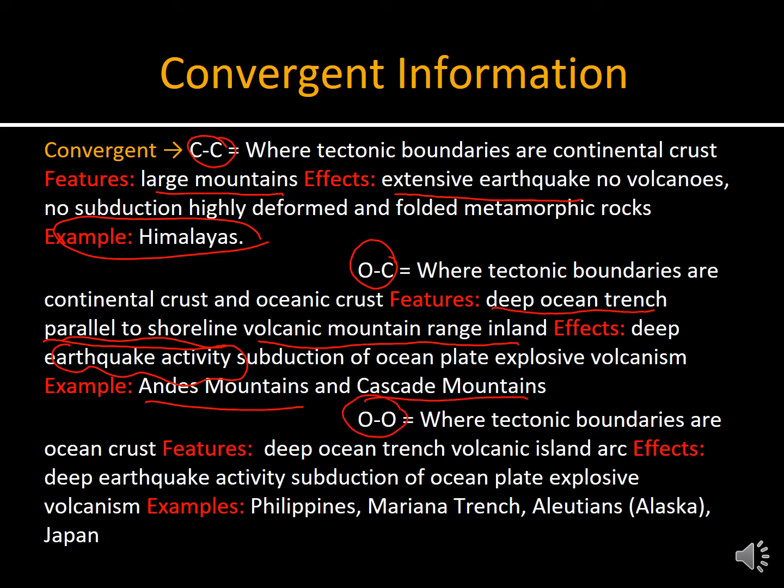Oceanic, oceanic. So where tectonic plates are basically now the oceanic crust. The features here are a deep ocean trench, volcanic island arc. So we have deep earthquake activity, subduction of the oceanic plate, which can cause explosive volcanoes. Now, if these two converge, so they collide, and you're talking about explosive, so this one gives us explosive as well. But this one is definitely explosive. The Philippines has a big volcano, right? Japan has one. Alaska has one.